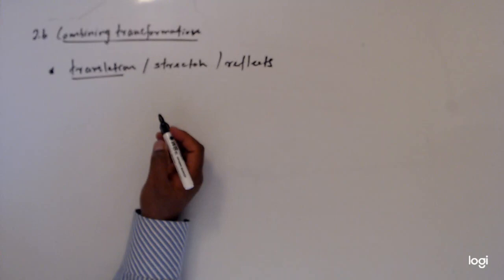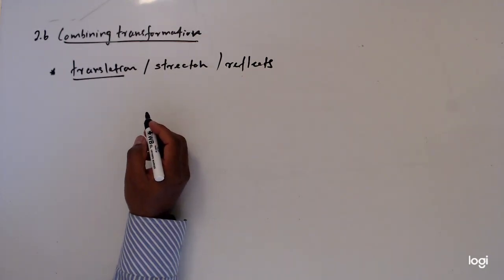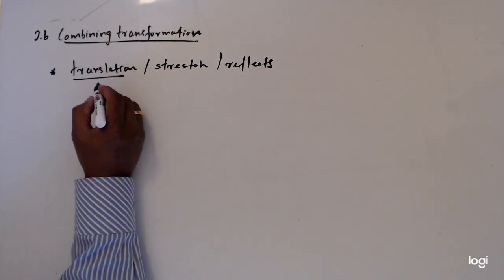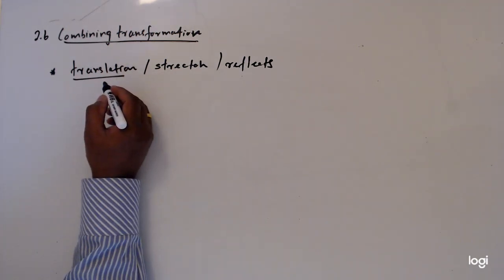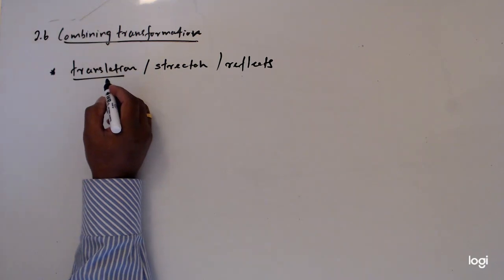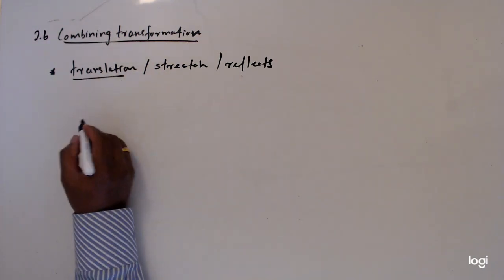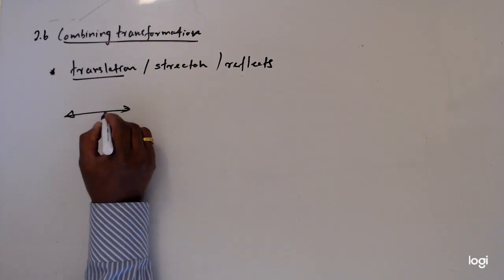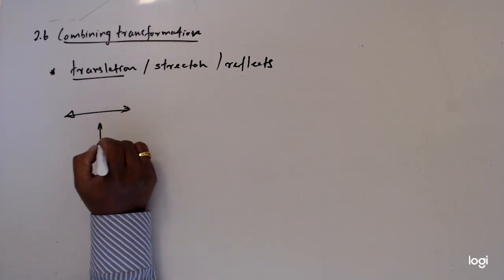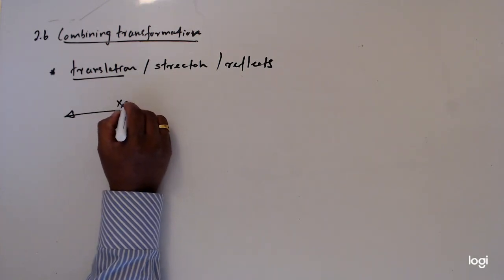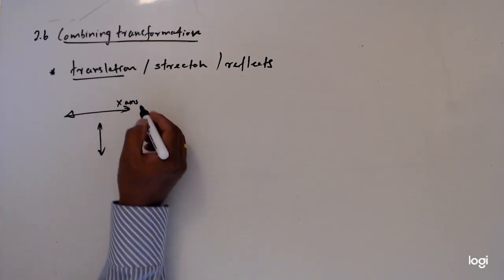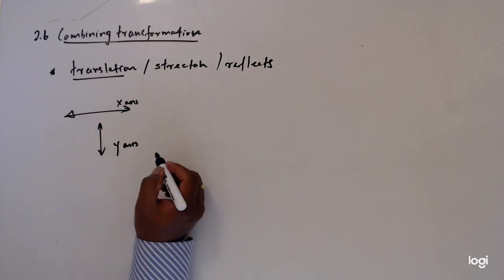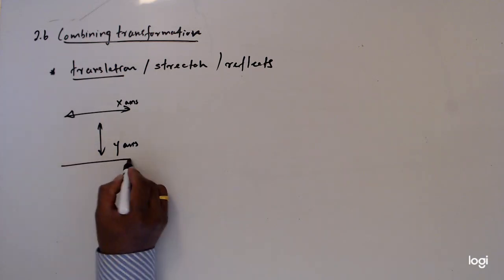Translation. There are two types of translations. Basically, a graph, if we move along the x-axis, or if we move along the y-axis. So this is going to be a translation.